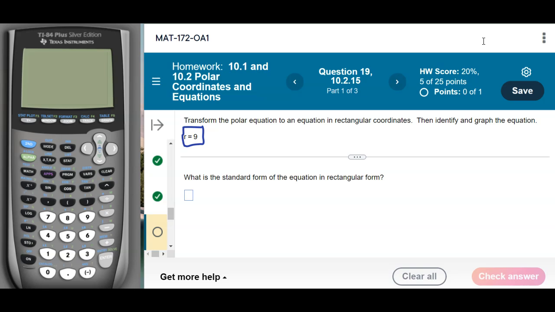That's just going to be a circle, right? But let's see, how do I get that circle? So the way that we're going to do it is we're just going to square both sides of this equation. So r squared is on the left. If we square the 9, we get an 81.